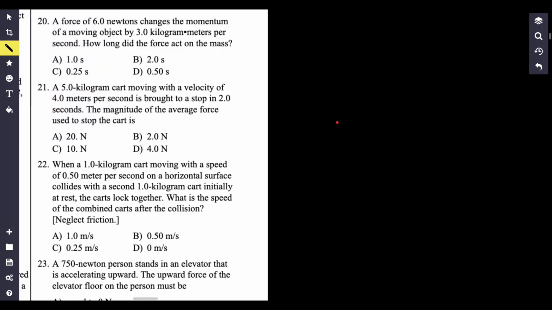A force of 6 newtons changes the momentum of a moving object by 3 kilograms times meters per second. How long did the force act on the mass?